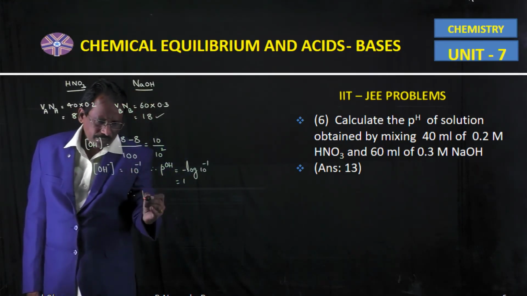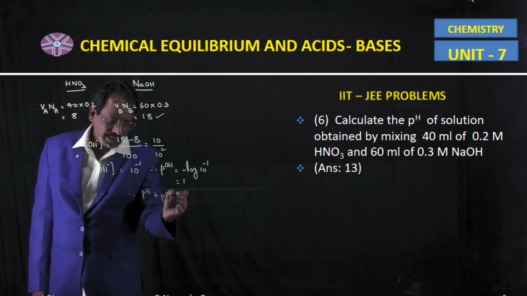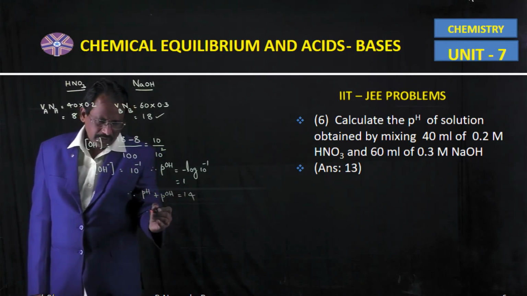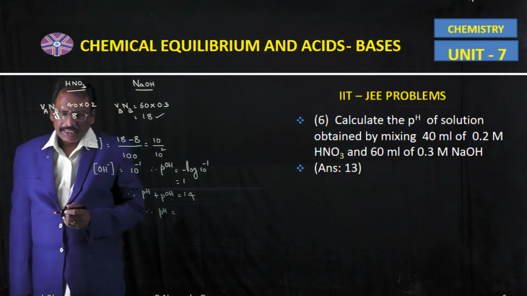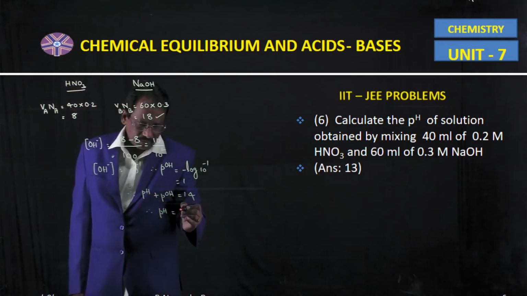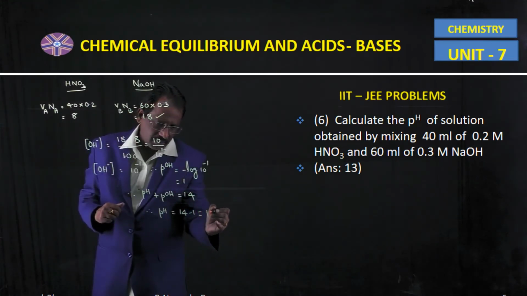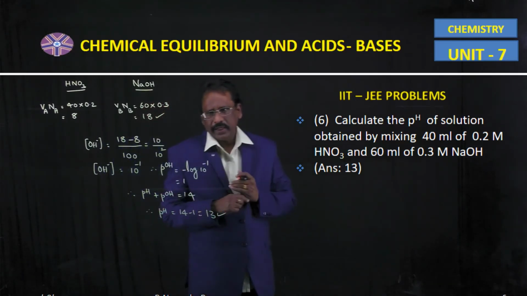Therefore, pH plus pOH is equal to 14. Therefore, pH of this resultant solution is equal to 14 minus 1, that is equal to 13. So this is also a very important problem.